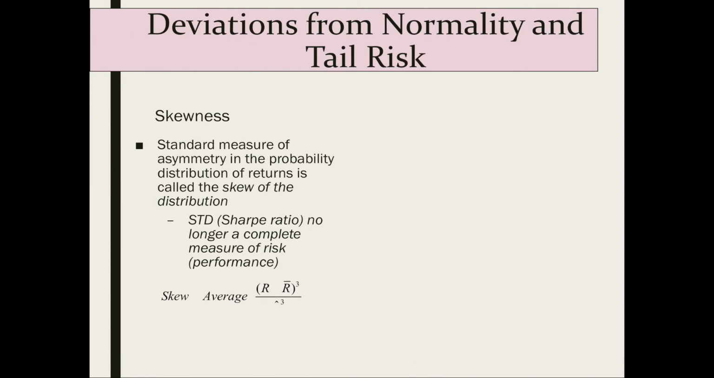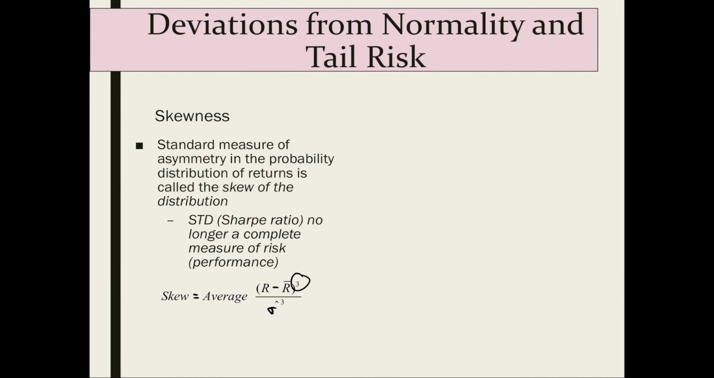And what we get is skew being equal to the average of R minus the average return, cubed, and then we divide by the standard deviation cubed. I apologize for the signs not transferring over to the PowerPoint, but notice that this is a cubed deviation. So with the cubed deviations, our negative returns no longer turn out to be positive like they would if they were squared. Now if I have a negative deviation being raised to the third power, it's going to remain negative.